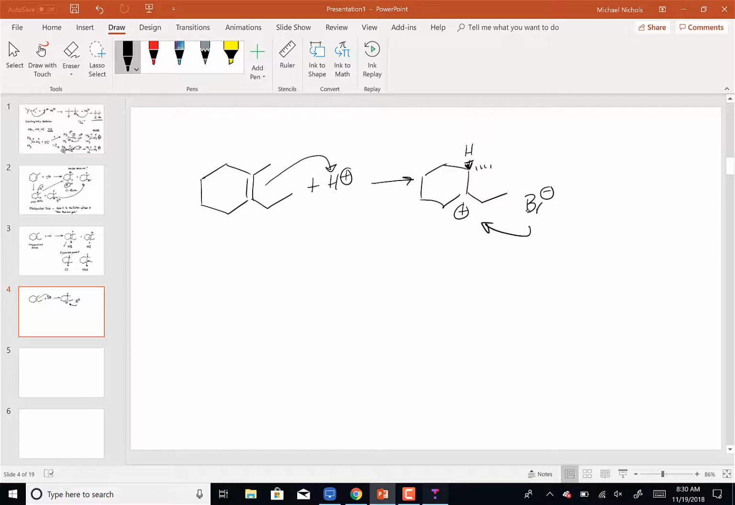Whenever we take a chiral molecule and we do an SN1 reaction on it, what do I get? A racemic mixture. Why? Because I form 50-50 of the R and S. Why? Because the nucleophile added 50% to the top and 50% to the bottom. The top it added 50% of the time, and the bottom it added 50% of the time.